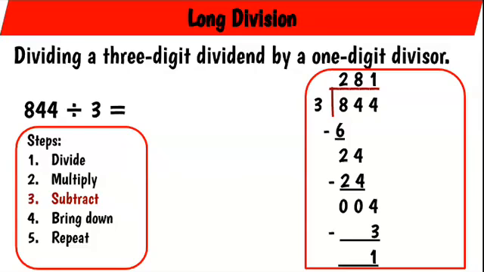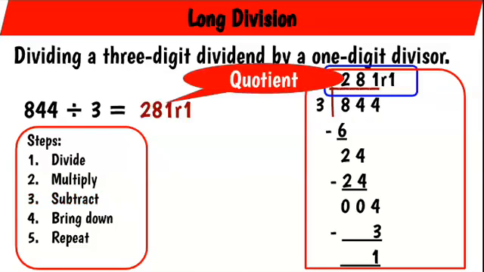We're bringing down and multiplying with the process. So here we are at the end of our problem with a remainder of 1. So our answer and our quotient would be 281 remainder 1.